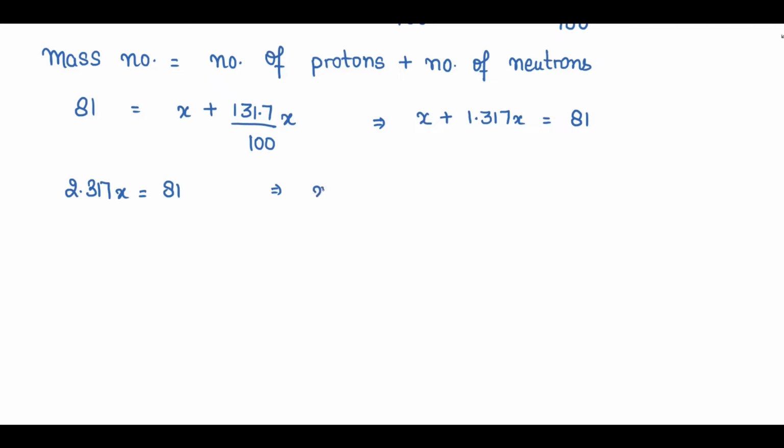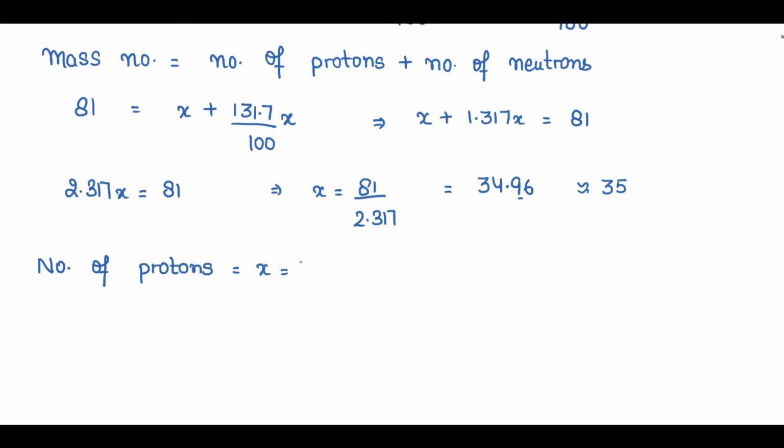So let's find the value of x. It will be 81 divided by 2.317. When you divide 81 by 2.317, your answer will be 34.96. You can round up this value. Here I am having 9, that is more than 5, so I'll simply increase this 4 by 1. So it will be approximately 35. Now the value of x is 35. So we assumed that number of protons equals x and the value of x is 35.